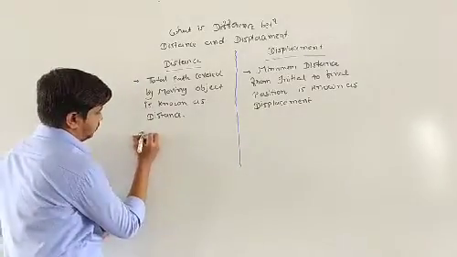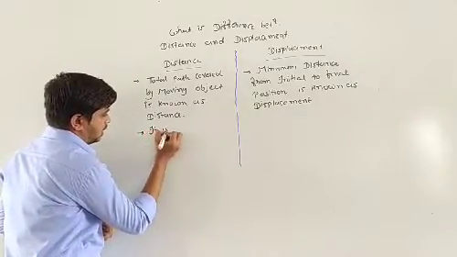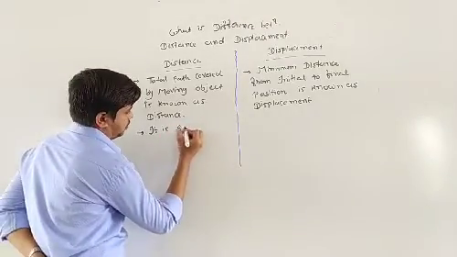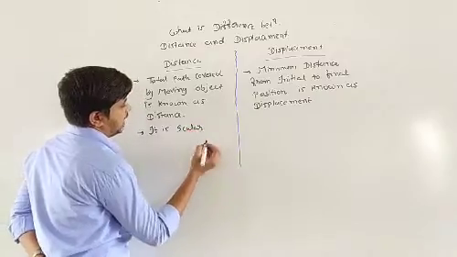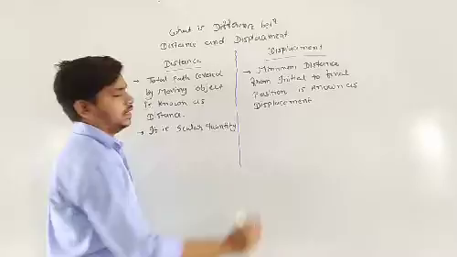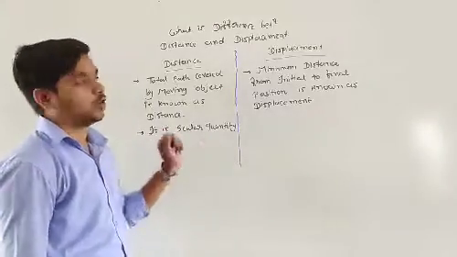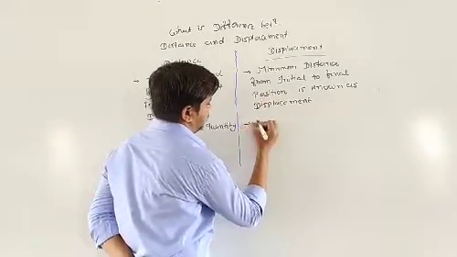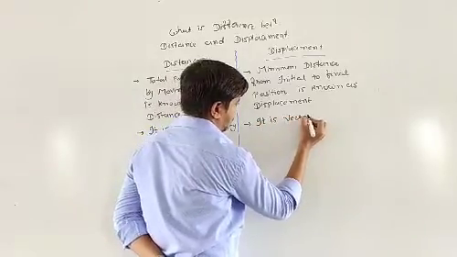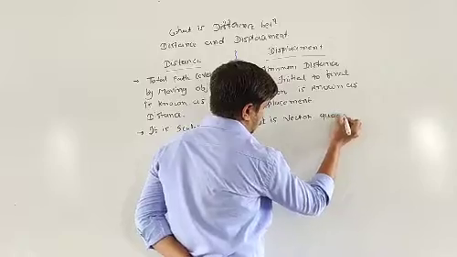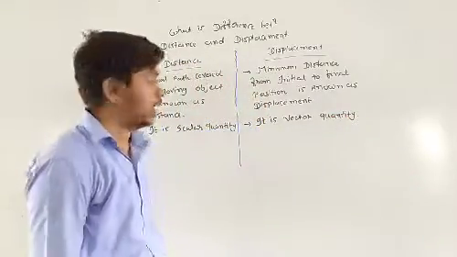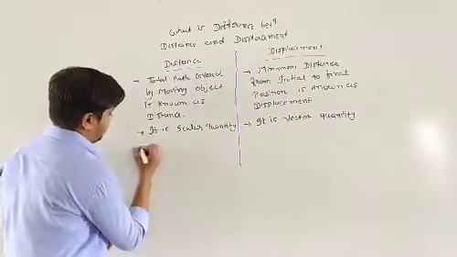Now the second one. Distance is a scalar quantity. Here it is a scalar quantity. While displacement is a vector quantity, which you have seen in the last video, right? Now the third one.